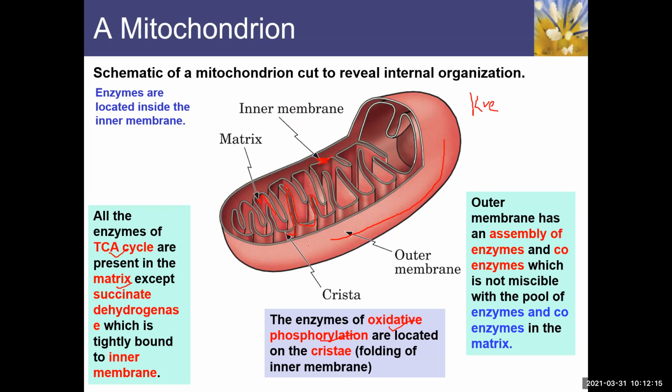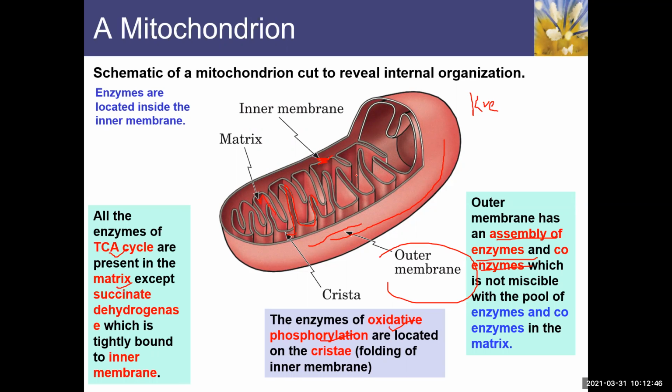What is the outer membrane? This membrane. The outer membrane has lots of enzymes, but these enzymes cannot mix with the enzymes present inside. That's why we have compartments created here in the mitochondria. The inner membrane, as you can see, is highly folded into these cristae.